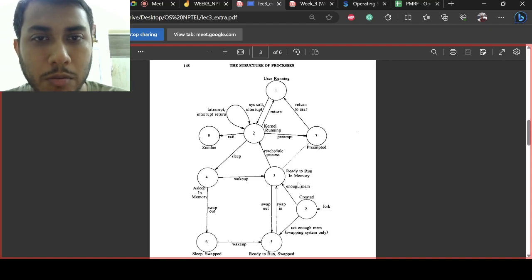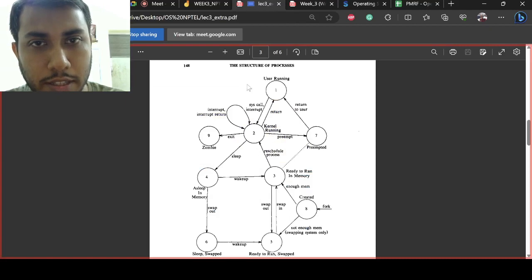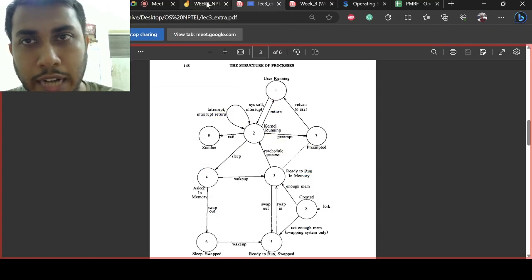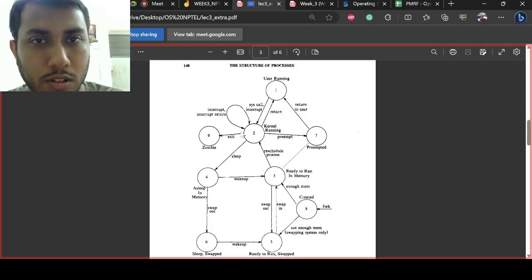Now here your scheduling happens. Let's think this is your running state. In running there are two modes, user mode and kernel mode. So this is your running state.